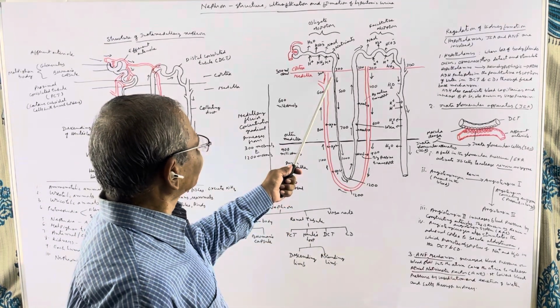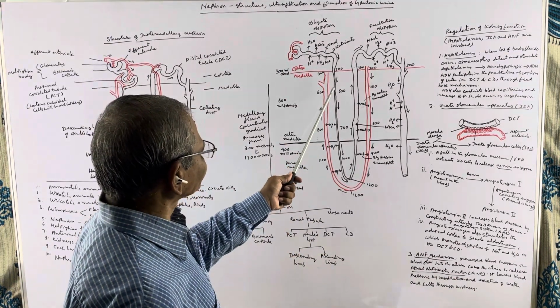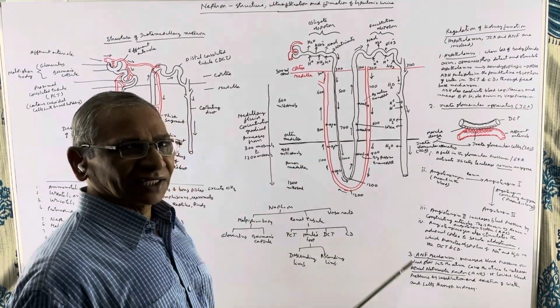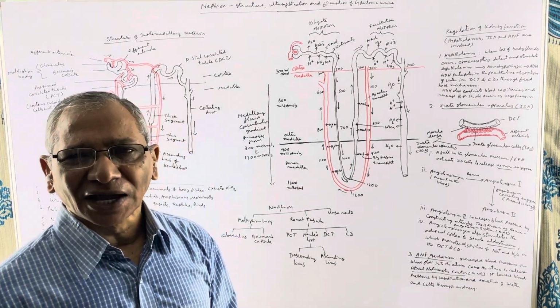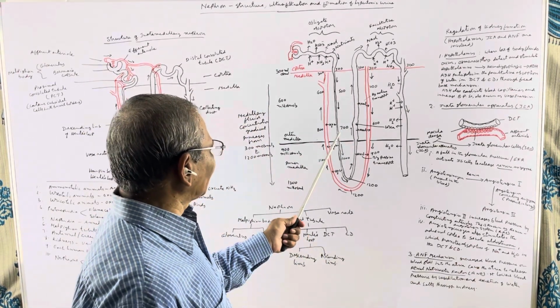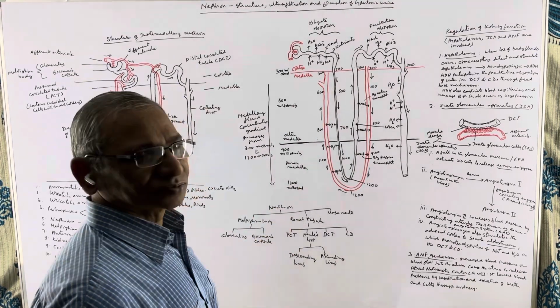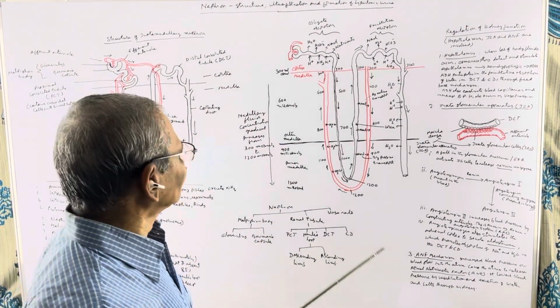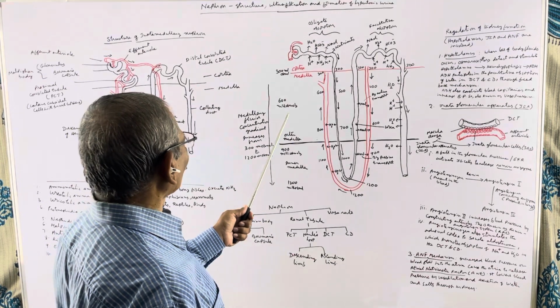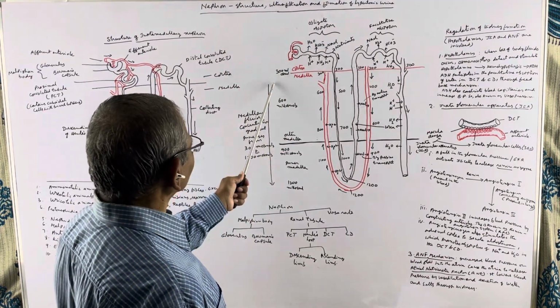Then, this is the descending limb of Henle's loop. The descending limb of Henle's loop is highly permeable to water. So water will be coming out of the descending limb of Henle's loop. See the concentration of fluids here. This is the cortex, this is the medulla.